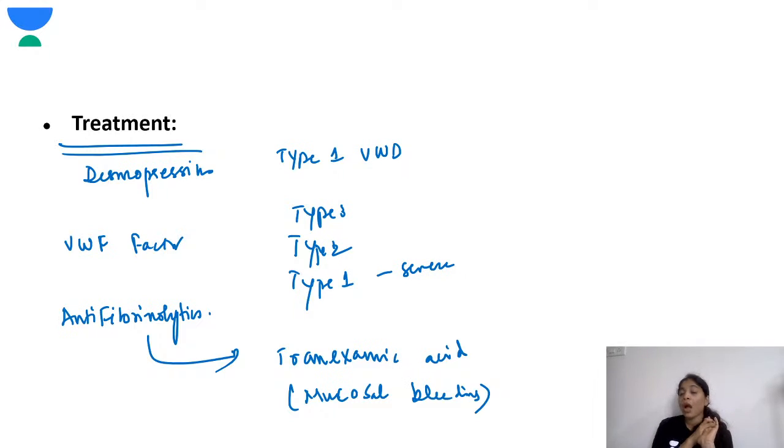This is the treatment that we give. In type 1, since it's a mild form of von Willebrand disease, desmopressin is more than enough. But in the severe conditions like type 3 and type 2, von Willebrand factor is needed. Also in type 1, if it presents as a severe condition, you need von Willebrand factor therapy. Antifibrinolytics like tranexamic acid and aminocaproic acid are used when you only need to manage mucosal bleeding.